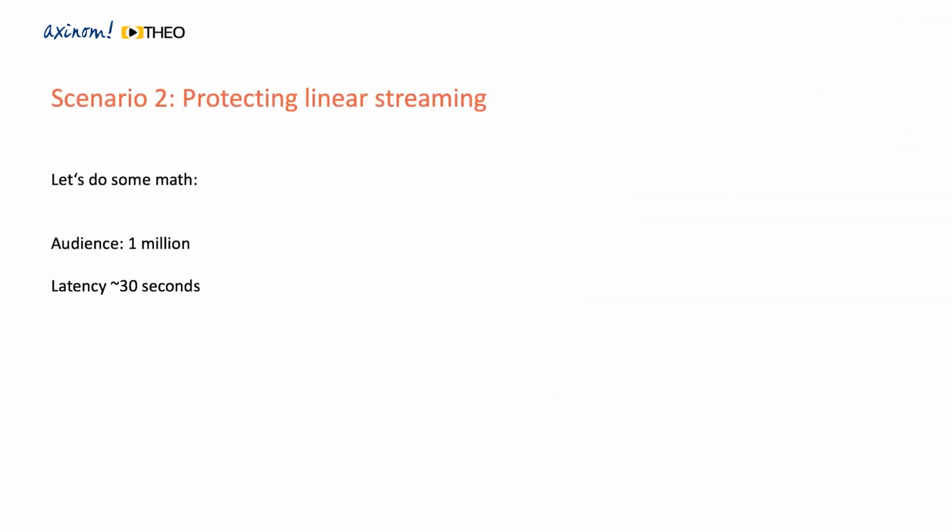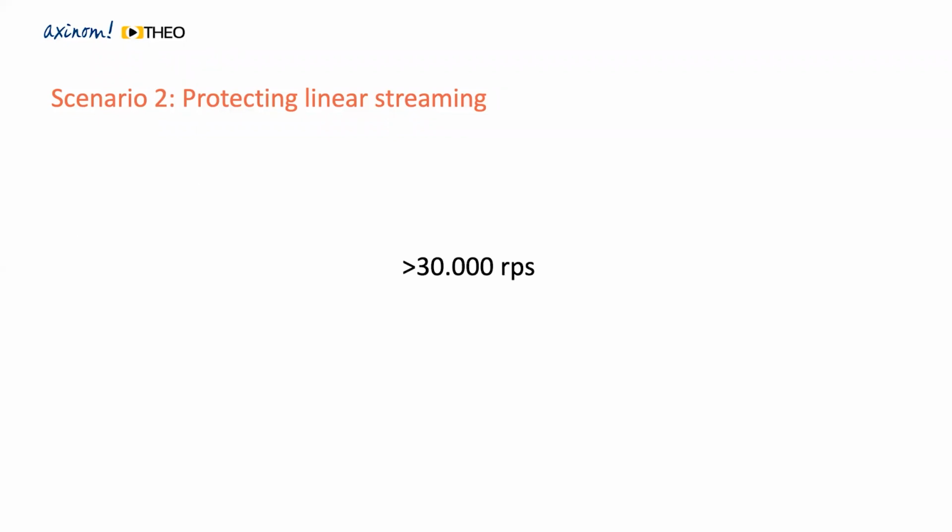Let's do some math for this linear streaming case. Let's say you have an audience of 1 million people viewing some linear channel, and this is streamed with a latency of 30 seconds, and now the keys rotate. This translates to 1 million license requests coming in within 30 seconds. And this means per second, you have more than 30,000 requests. That's quite a lot. It's definitely doable. However, there's more to it.